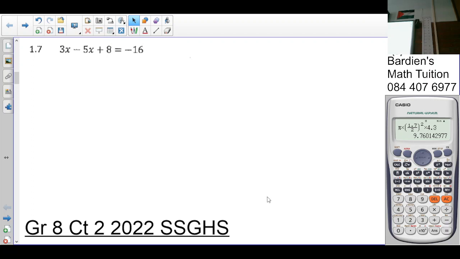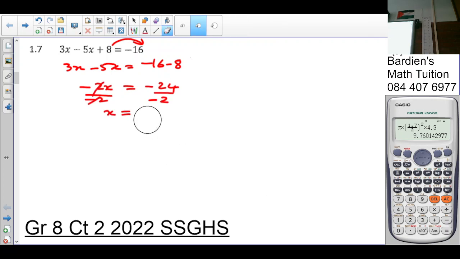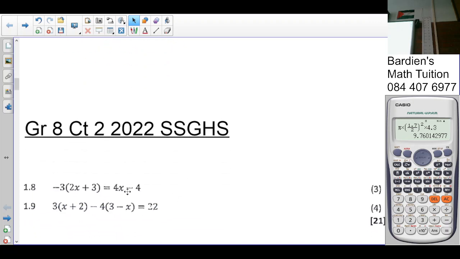Let's look at 1.7. In 1.7, again x is one side, numbers the other side. Take the 8 over. So 3x minus 5x is equal to negative 16 minus 8. Negative 16 minus 8 is negative 24, and negative 2x. Divide by negative 2 both sides. Cancels. So x is equal to 12. Is that correct? Just stop me if I made a mistake. Okay? Where I make a mistake.